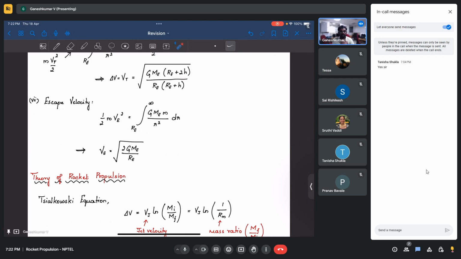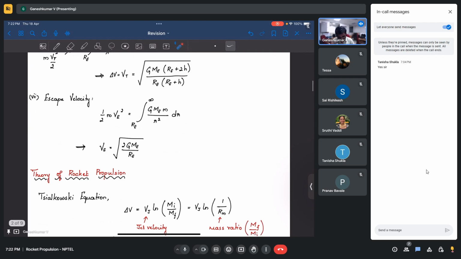So then what you do, your height becomes very high, so that's why you integrate from r_e to infinity. I want to go to infinity. At infinity I will not have much of a gravitational force. So if that is the case, this is the escape velocity.